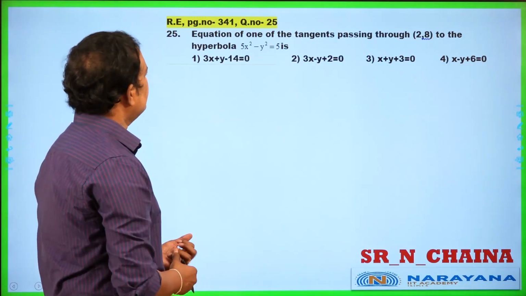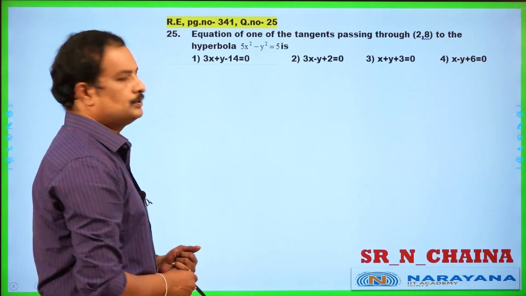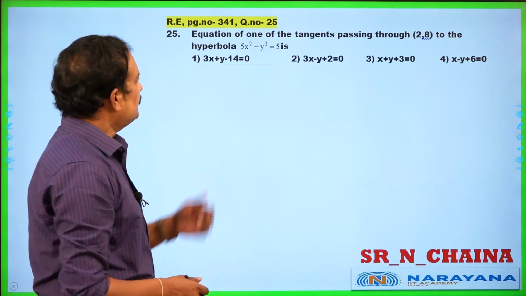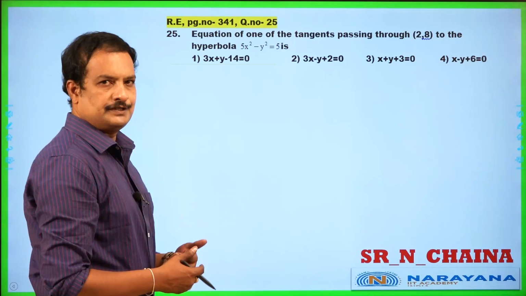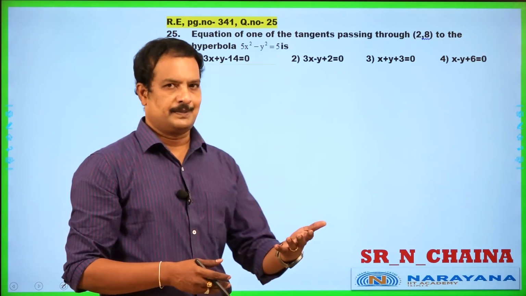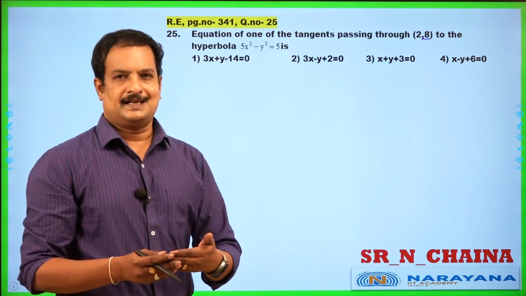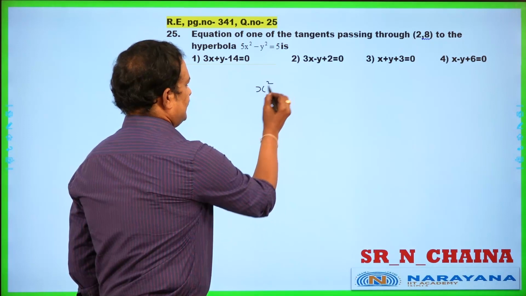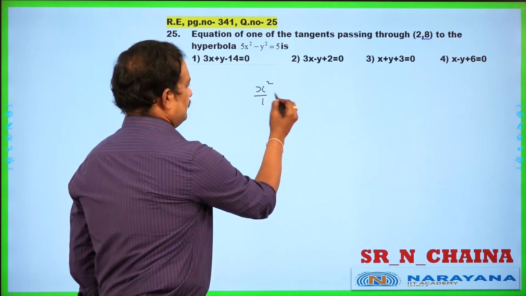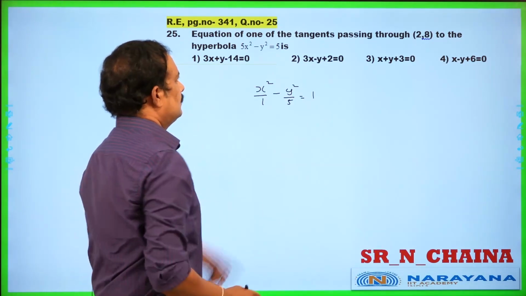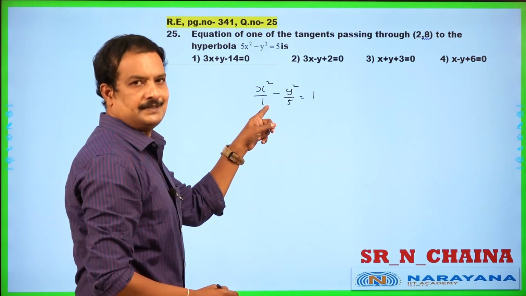Now in this case, the equation of the tangents passing through (2, 8) to the hyperbola is required. So the hyperbola is given; that can be converted into standard form. After that, we need the equation of the tangents passing through that point. First of all, we'll take the equation of the tangent in slope form. For that, let us take the equation of the hyperbola in the standard form: x square by 1 minus y square by 5 equal to 1. That is the equation of the given hyperbola in standard form.